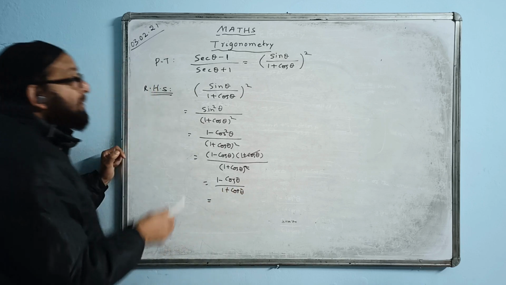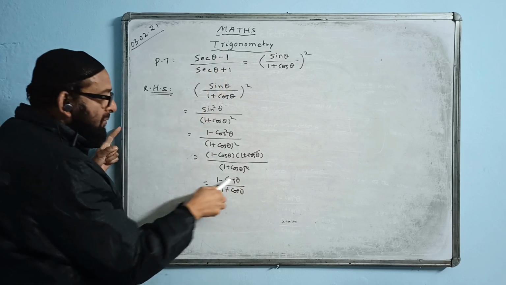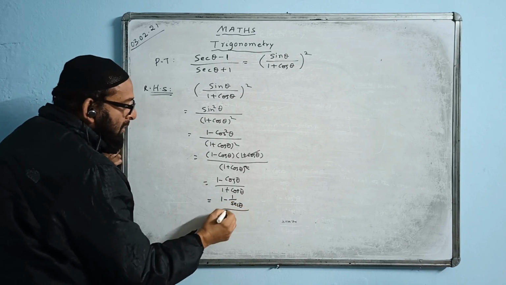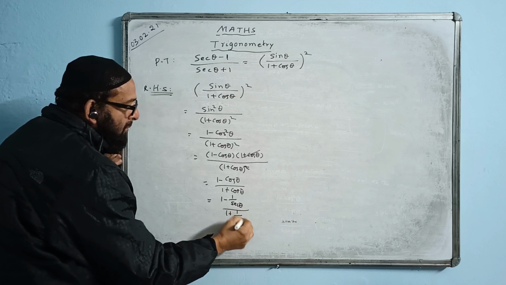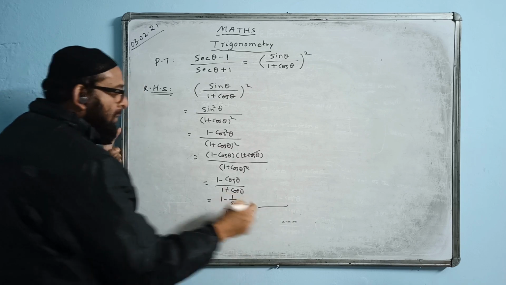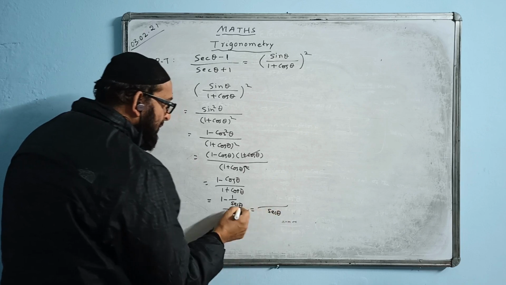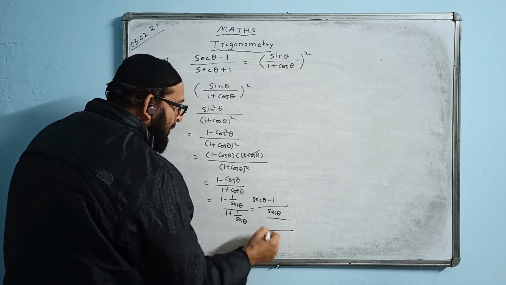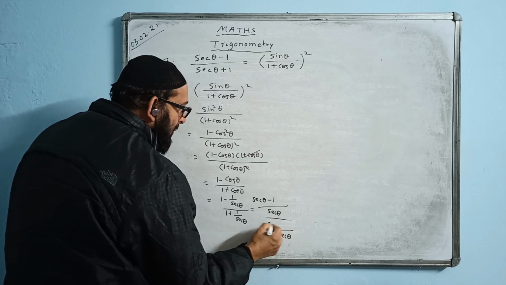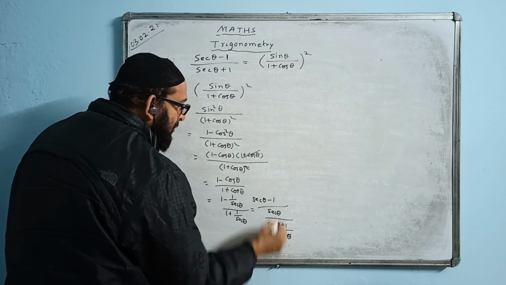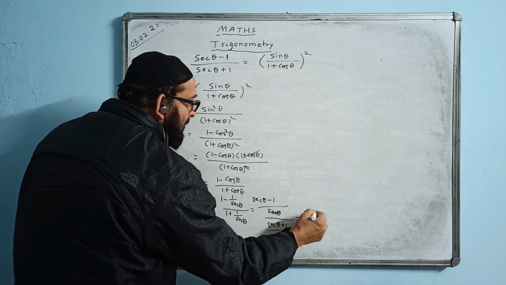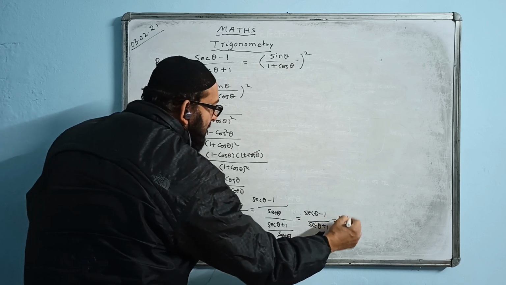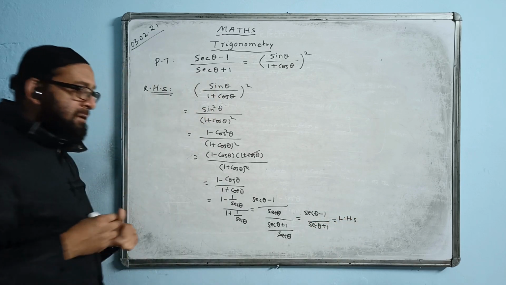Now, since we have to get sec, you change cos theta to 1 by sec theta. Here we have 1 plus 1 by sec theta. The LCM is sec theta, so it becomes sec theta minus 1, and here sec theta is the LCM, it becomes sec theta plus 1. These two cancel. Once more, sec theta minus 1 by sec theta plus 1, which is equal to LHS. RHS is equal to LHS.